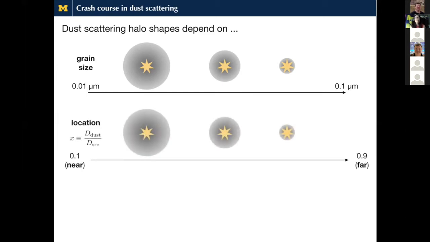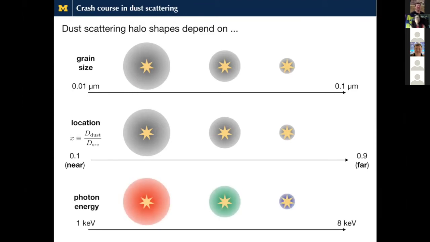It also depends on the location of the dust. So we typically use this X parameter to quantify where the dust is between us and the source. So if you take the distance to the dust scattering cloud divided by the distance to the X-ray point source, you have some value between 0 and 1, where something closer to 0 is very close to us, and something far away and close to 1 is close to the X-ray source. So as you're looking at dust that's further away along our line of sight, the dust scattering halo also gets smaller.